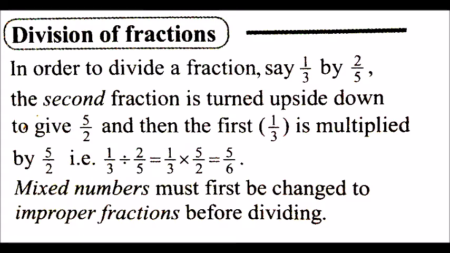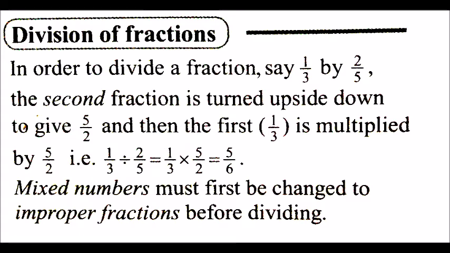Then when we want to change the operation sign from division to multiplication, we are going to change the second fraction, which will be 5 over 2, no longer 2 over 5. It will change so that you can multiply because of the operation sign. So this is equal to 5 times 1 is 5, 3 times 2 is 6. Mixed numbers must first be changed to improper fractions before dividing.